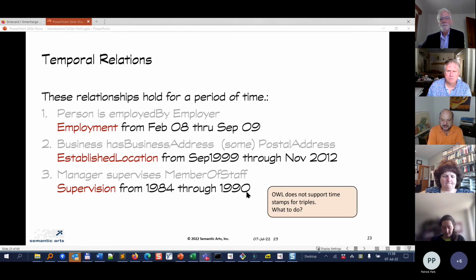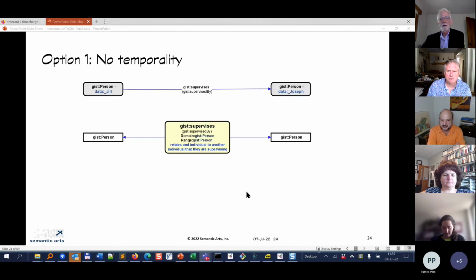One way would be to say this triple has a timestamp, then you can do that. But we don't have timestamping in OWL, so we developed something else. Let's take the supervisor relationship. Here I can just say Jill supervises Joseph. That's one option: just an ordinary property called supervises, and this is the definition of the property. It has a domain of person, so the subject has to be a person. The range has to be person, and it just relates an individual to another individual they are supervising. Maybe you have an inverse relationship called supervised by.